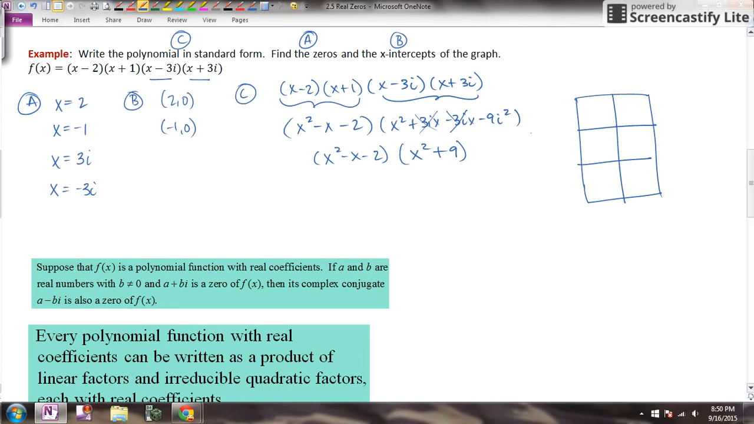So notice I made a 2x3 box because I have a trinomial by a binomial. So I'm going to put the binomial here. I'm going to put the trinomial here. And then now you just find, in essence, the area of each box.